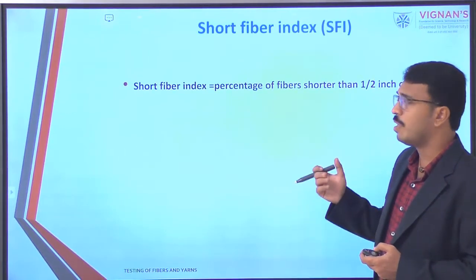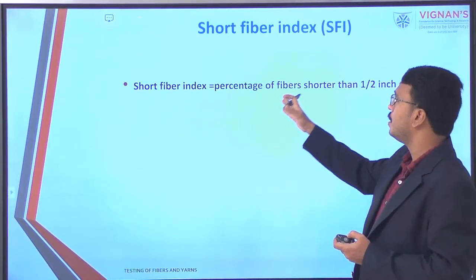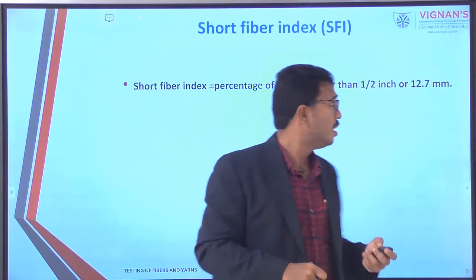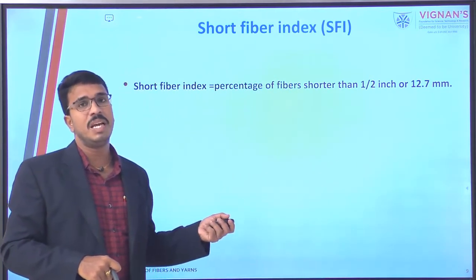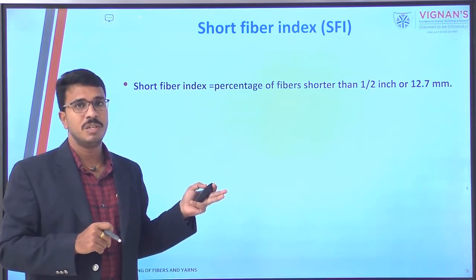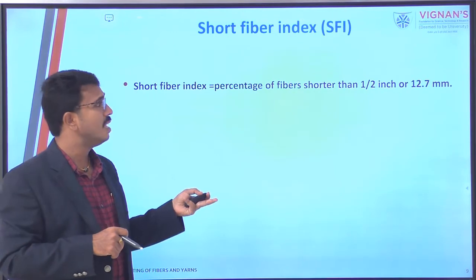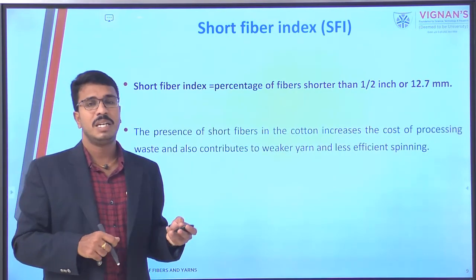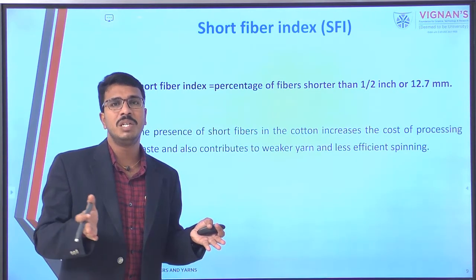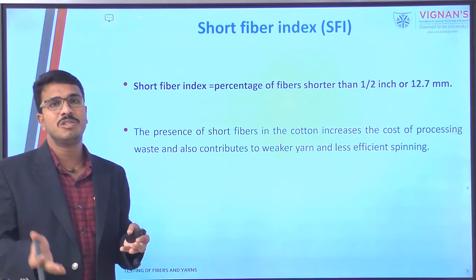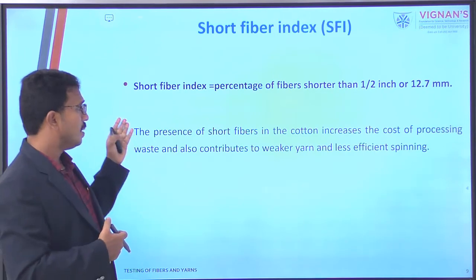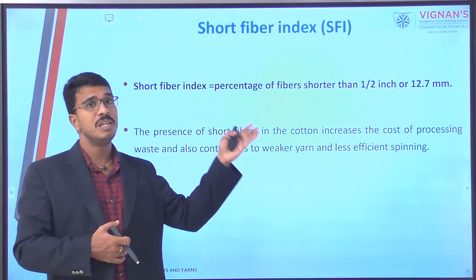And coming to short fiber index, which is nothing but the percentage of fibers shorter than half inch, that is 12.7 mm. Those fibers are categorized as short fibers, and finally we are going to get the index. If short fiber content is more, yarn breakages are going to be more and we cannot get good strength in the final yarn, and it increases the cost of processing also. So the presence of short fibers in cotton increases the cost of processing.